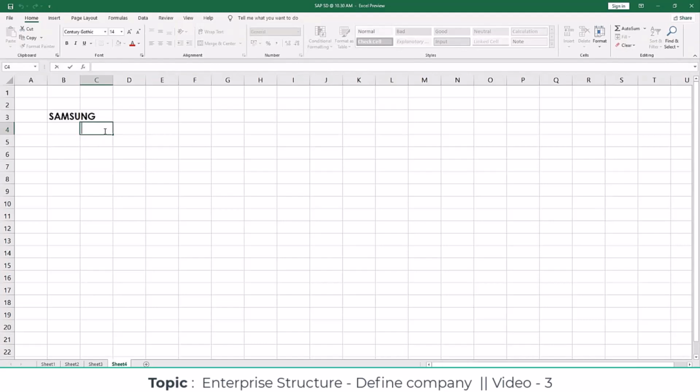Okay, and we are doing the implementation for the Samsung company. So what do they basically sell? Electronic goods. They basically sell electronic goods over here. Now I'm just going to show you a few things.